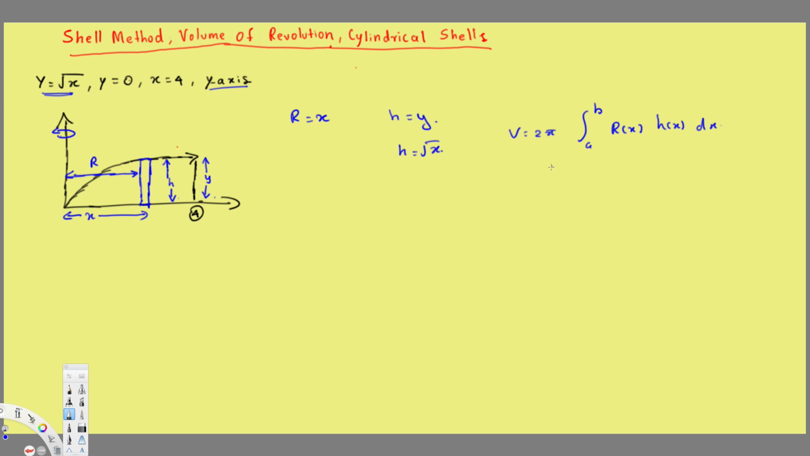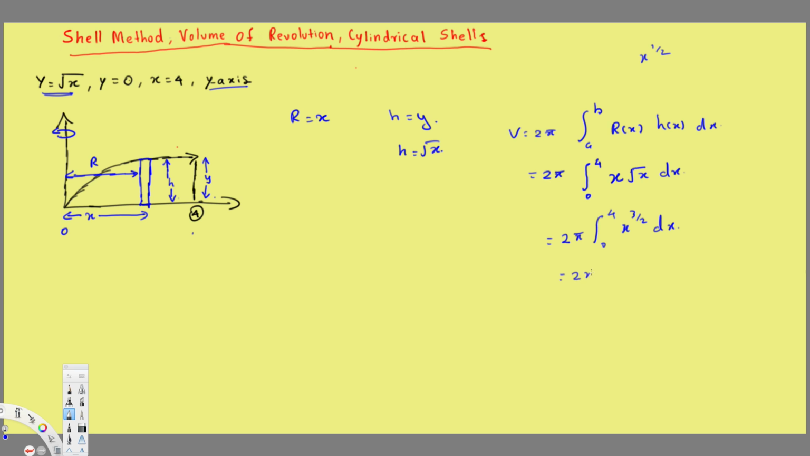So let's continue. 2π, and this graph is going from 0 to 4, so that's going to be our integral. So 0 to 4, and r(x), we already found, that's x, so we can plug in x here. Height is root x, so we can put root x right here, dx. And x times square root x means x to the power half, and x is x to the 1, so 1 plus half is 1.5, which we can write as 3 by 2. So this is going to be the integral from 0 to 4 of x to the 3 by 2 dx.